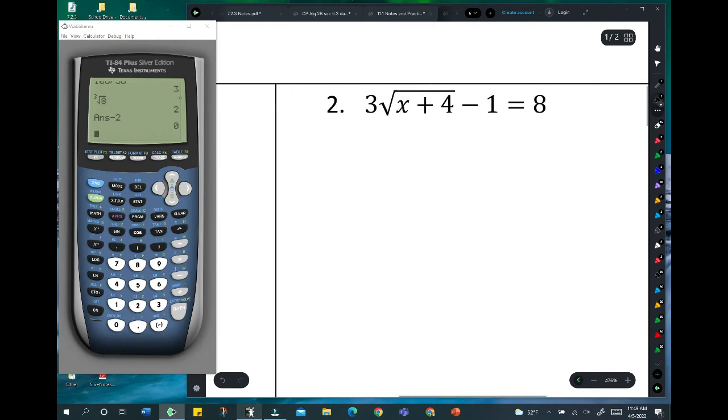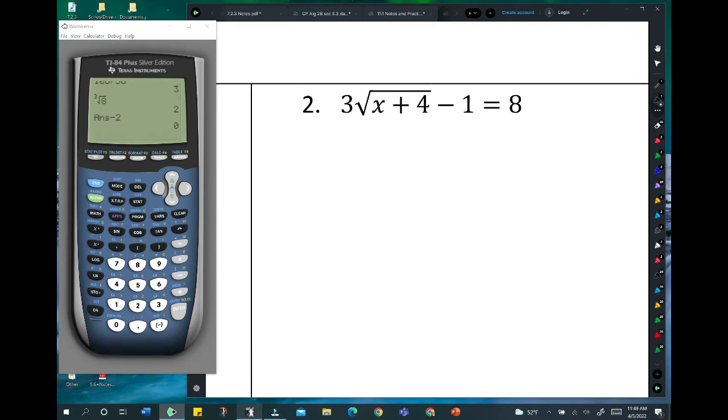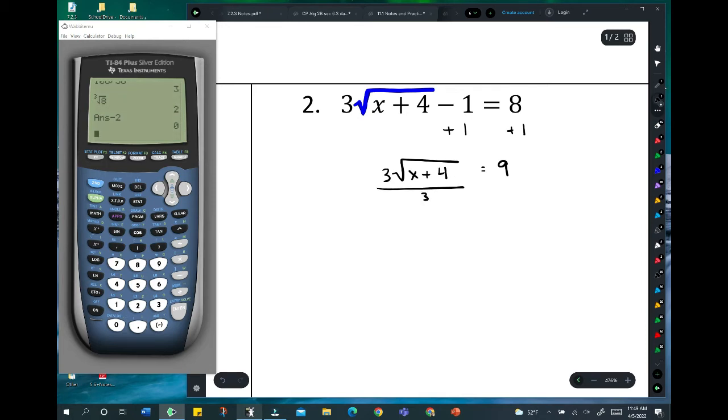Next example here, okay? Really same idea. We want to isolate this square root, okay? So everything else we need to move over. So we're going to add the 1 over first to make it 9. Then we have 3 times the root of x plus 4, and we have to divide by the 3 next. So a little bit more work to isolate the radical. Okay, 9 over 3 is 3.